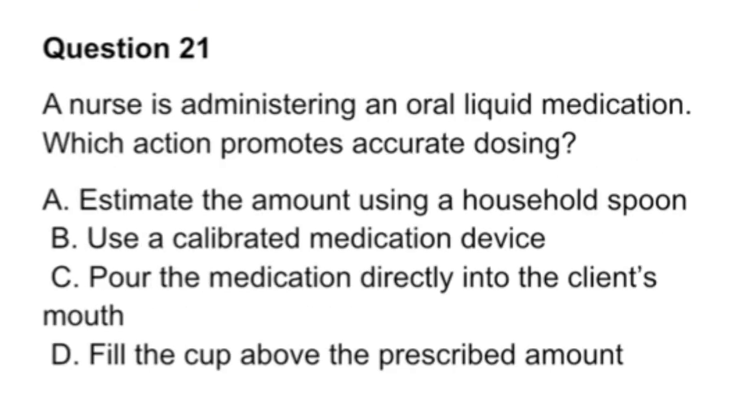Question 21. A nurse is administering an oral liquid medication. Which action promotes accurate dosing? A. Estimate the amount using a household spoon. B. Use a calibrated medication device. C. Pour the medication directly into the client's mouth. D. Fill the cup above the prescribed amount.